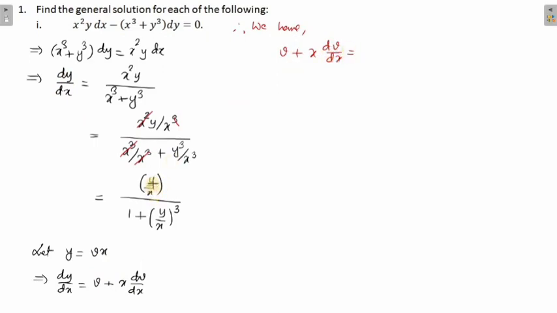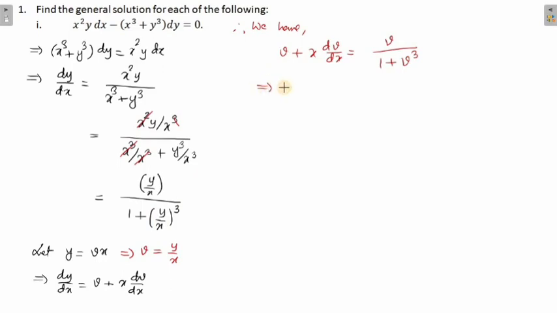Now see here carefully, if y is equal to vx, then tell me what is v? V will be y by x, isn't it? So that's why from here you get, y by x becomes v, so v by 1 plus v cube. Y by x is v. Okay, now take this v out there and let's see what do we get.